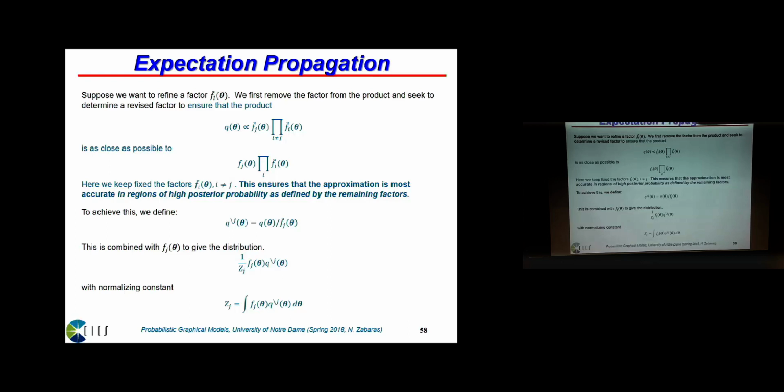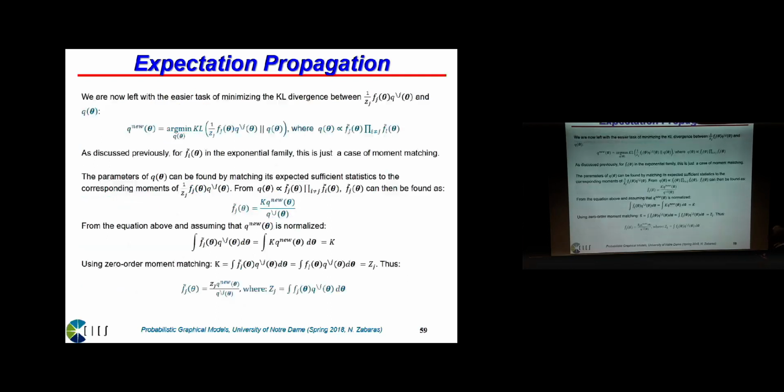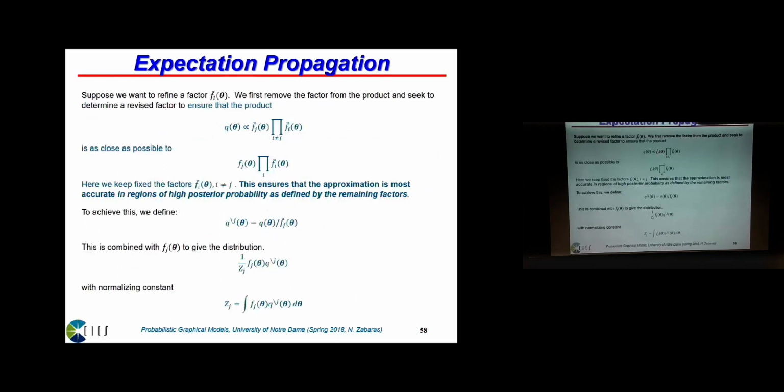In that way, we can write this distribution here as the actual fj times this distribution q minus j, okay? And zj here is a normalization factor, so zj here is defined like that. What we want is to make this as close as possible to that. So here's the problem. We want to find an update of the distribution Q, and notice, I am not asking for an update of the factor fj of theta. What I'm asking for is an update of the whole Q of theta.